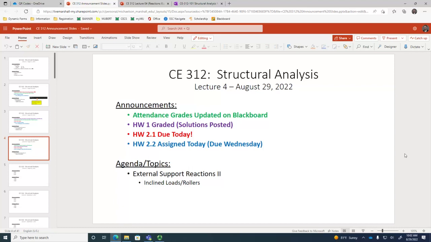Attendance grades are posted and up to date on Blackboard. Now that we've gotten through the first week, I don't think we're going to have anybody adding the class late, and hopefully not a lot of people dropping it. So I can be a little bit more regular in getting the attendance grades posted.